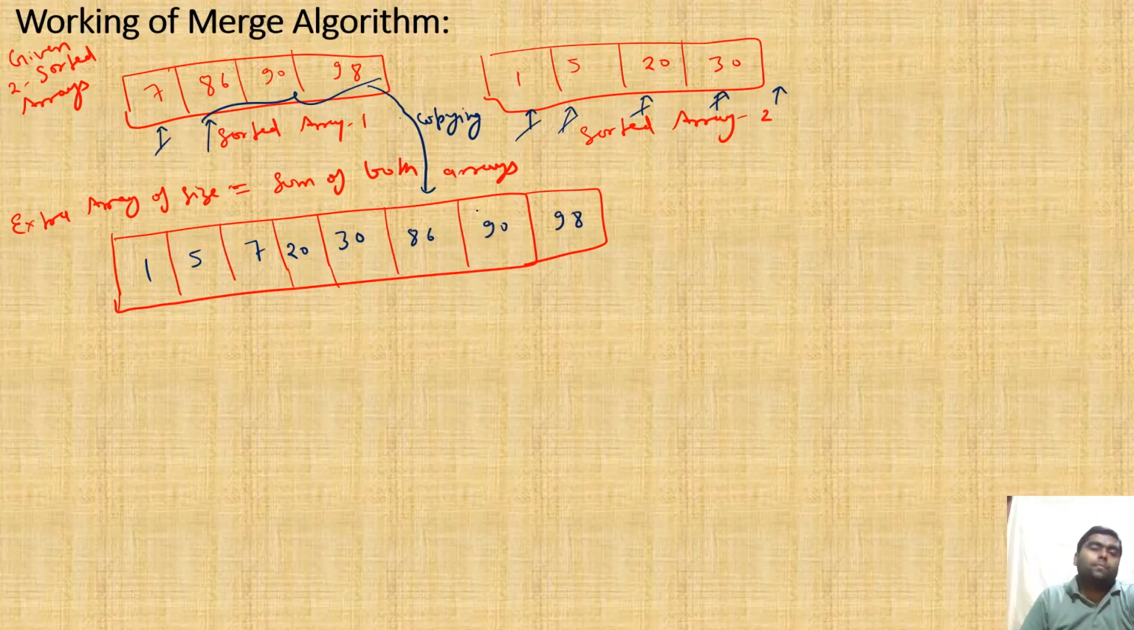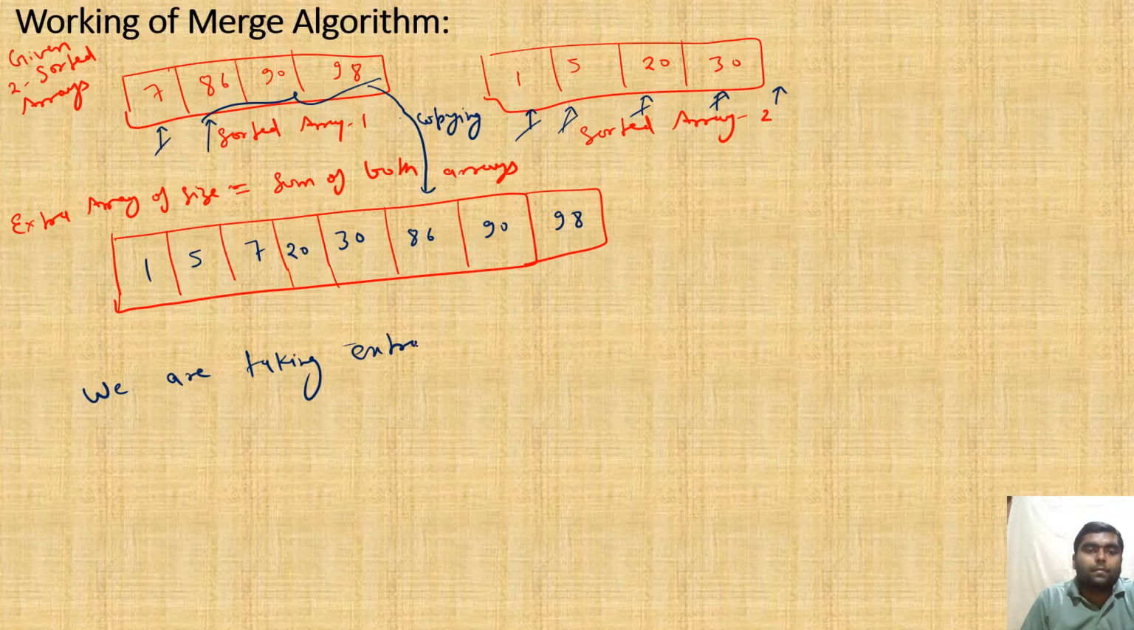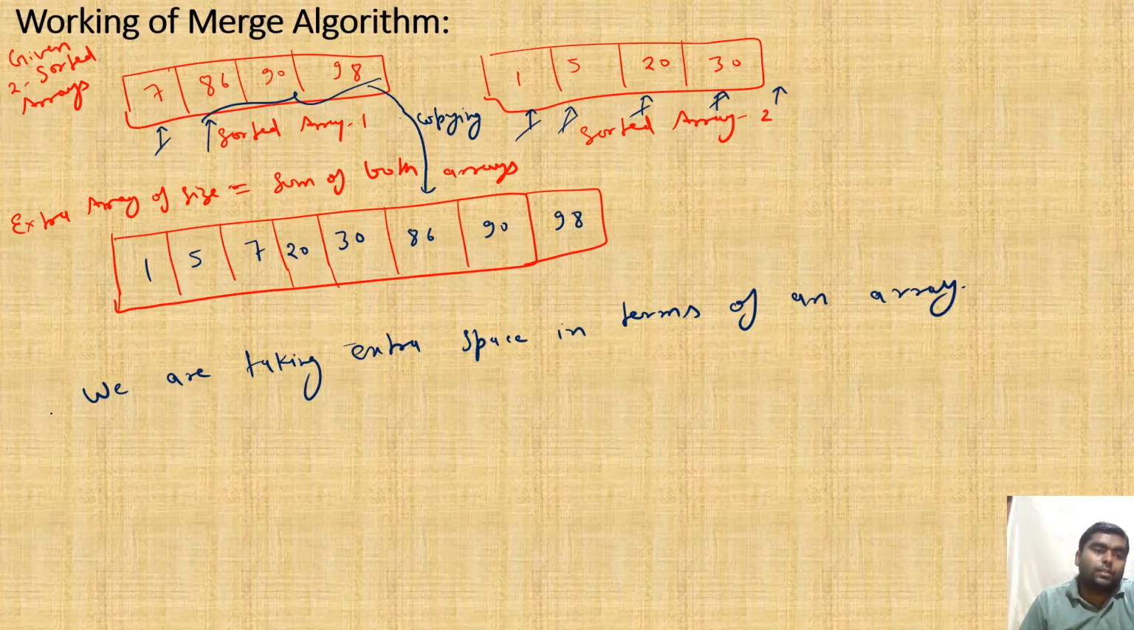So it is very much evident that we are taking extra space. We are taking extra space in terms of an array. And the merge algorithm, how much time will the merge algorithm take?